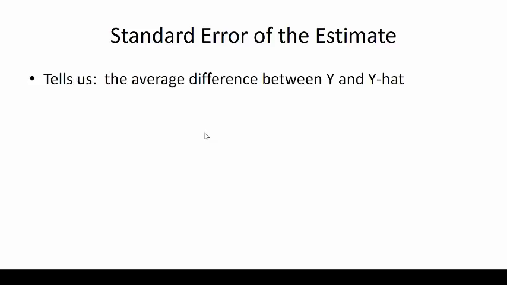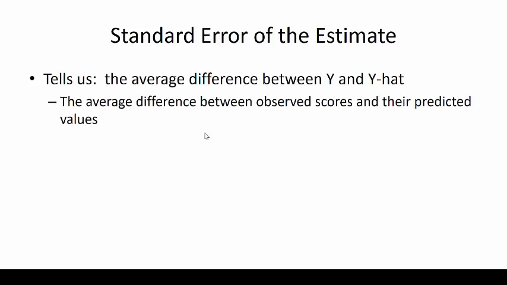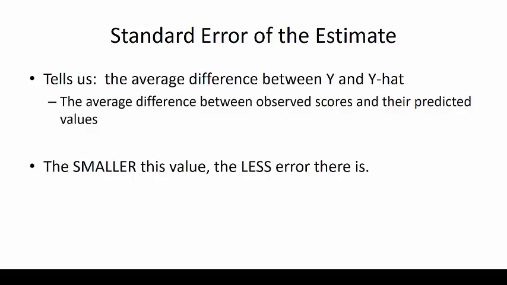There's a couple of statistics that you can look at in order to get an idea of how much error is associated with your particular regression analysis. One that I really like is called the standard error of the estimate. This tells us the average difference between y and y hat, or the average difference between observed scores and their predicted values. Ideally we want this to be as small as possible. So you want your standard error of the estimate to be as small as possible.